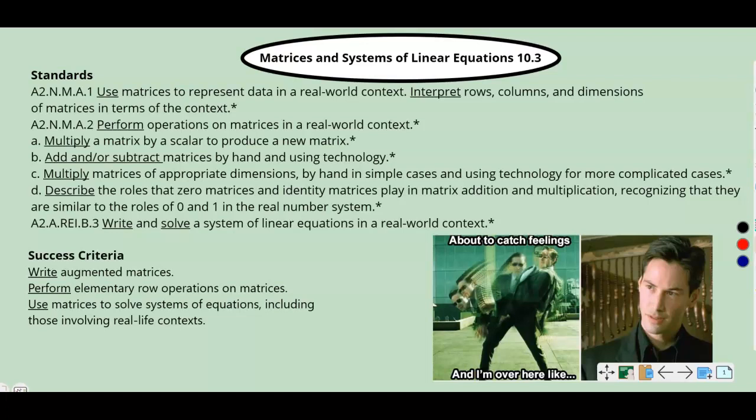Matrices and systems of linear equations. All right, to start off, here are your state standards and your success criteria. To be successful, you need to be able to write an augmented matrix, perform elementary row operations on matrices, use matrices to solve systems of equations, including those involving real-life context.